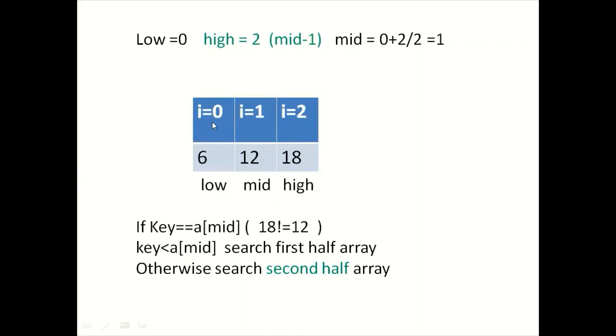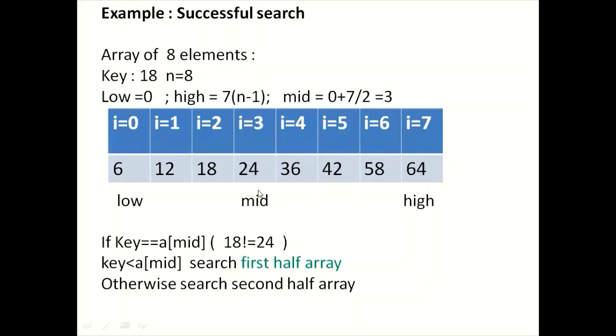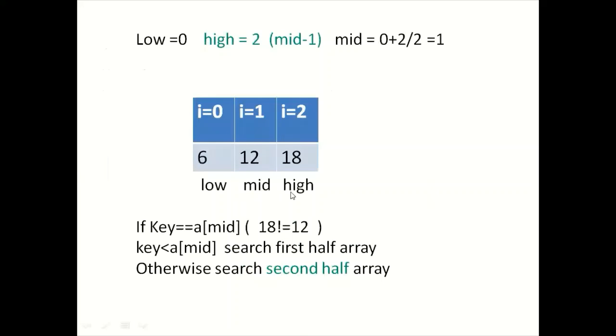For the first half, low will remain in the 0 position only. Only the high position will change apart from the middle position. So this high position is shifted to mid minus 1. We're going to search this first half of the array, and 24 is not checked because it is already checked. So the high value becomes mid minus 1. Here you can see it is changed to mid minus 1, so the high value is equal to 2.